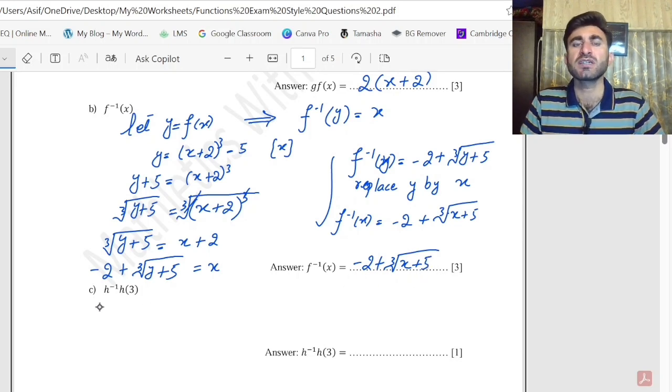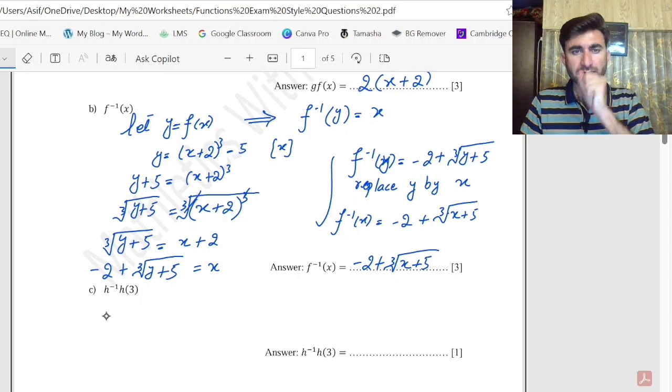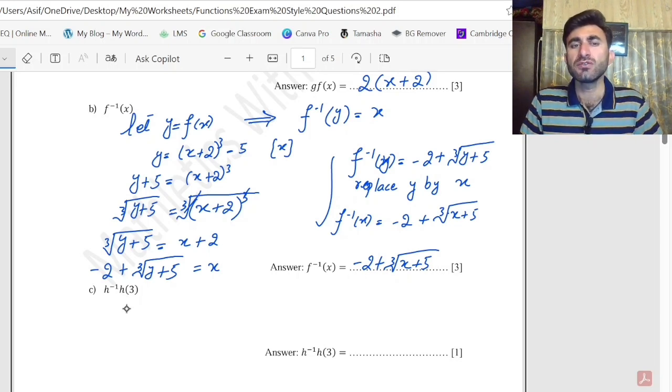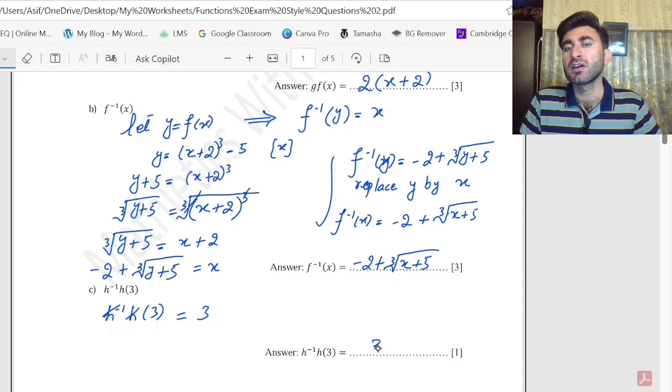Coming to the next part, it said h inverse of h of 3, and we do not need to find h of 3 first and then replace it into h inverse. Here the functions h inverse and h cancel each other, because we already stated that a function and its inverse will always cancel each other. So we are left with only 3 over here. So h inverse of h of 3 is equal to 3 definitely.